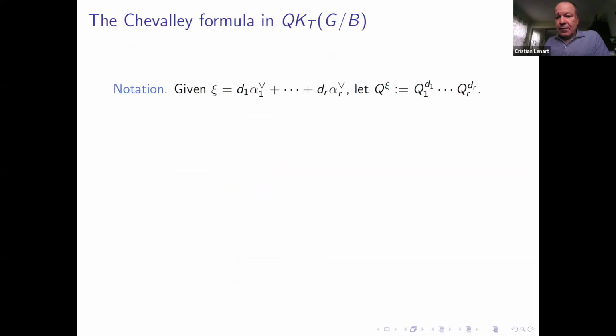So now I can finally explain the Chevalley formula. We remember we have to fix a degree, a positive integer combination of the simple coroots. And then there will be a monomial in the quantum parameters associated with it. This will simply be q_1 to the d_1, ..., q_r to the d_r, where r is the rank of the root system.